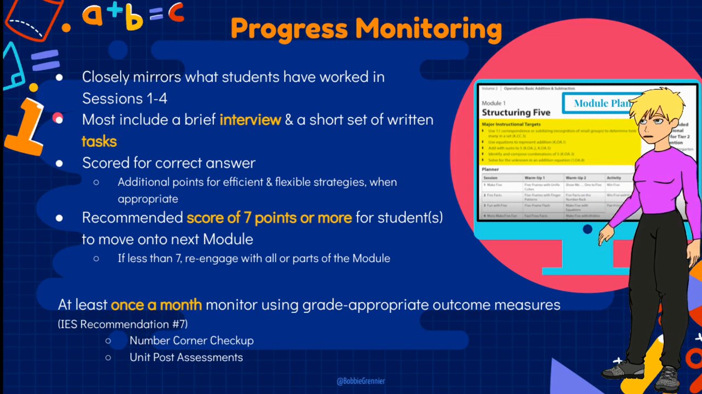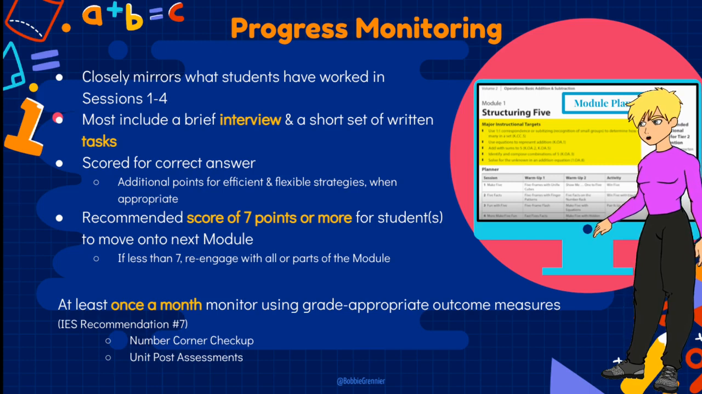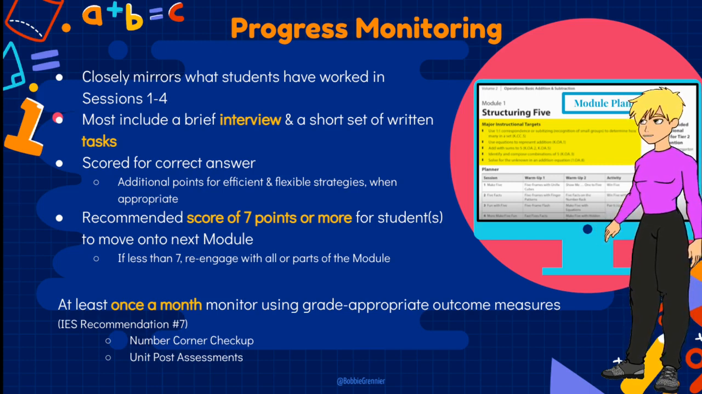At least once a month, monitor using grade-appropriate outcome measures, which would be like your number corner checkup and the unit post assessments. If a student designated for Tier 2 support is not making adequate progress after 6 to 8 weeks, use other strategies, including intervention in a smaller group or additional assessment.